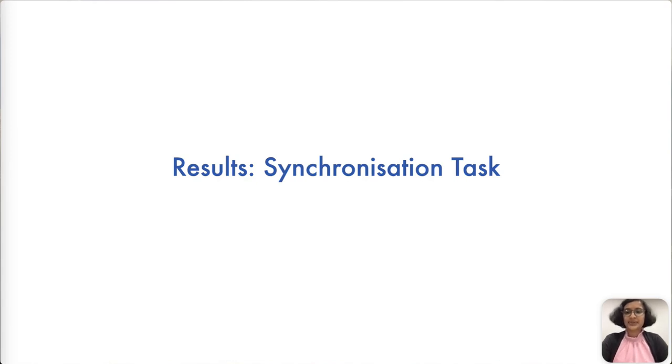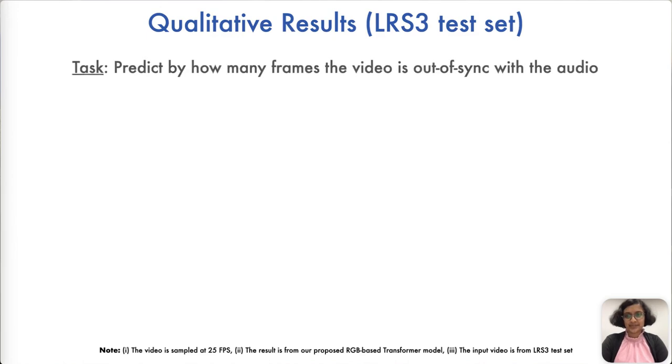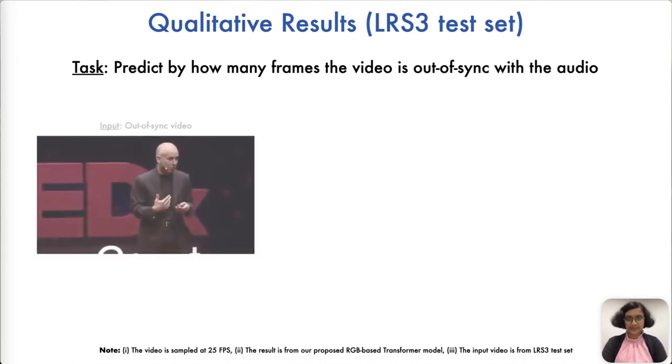We will start by looking into the results for the synchronization task. The aim here is to predict by how many frames the video is out of sync with the audio. The output frame offset prediction from the model is used to sync correct the input video. We will visualize the input video on the left and show the resultant sync corrected video on the right.